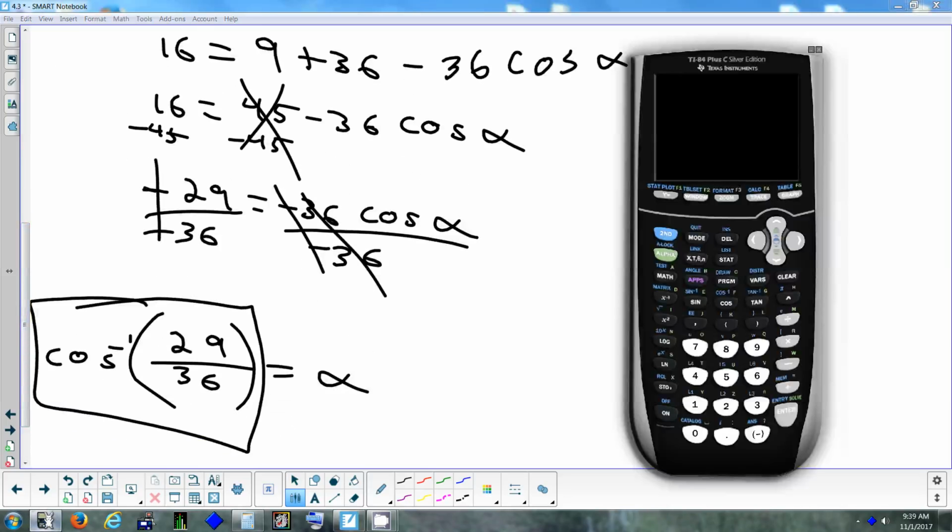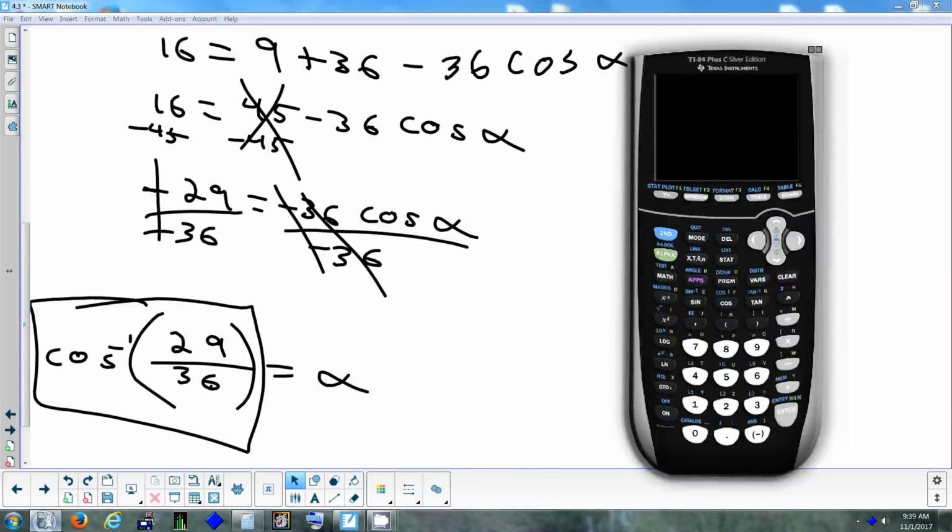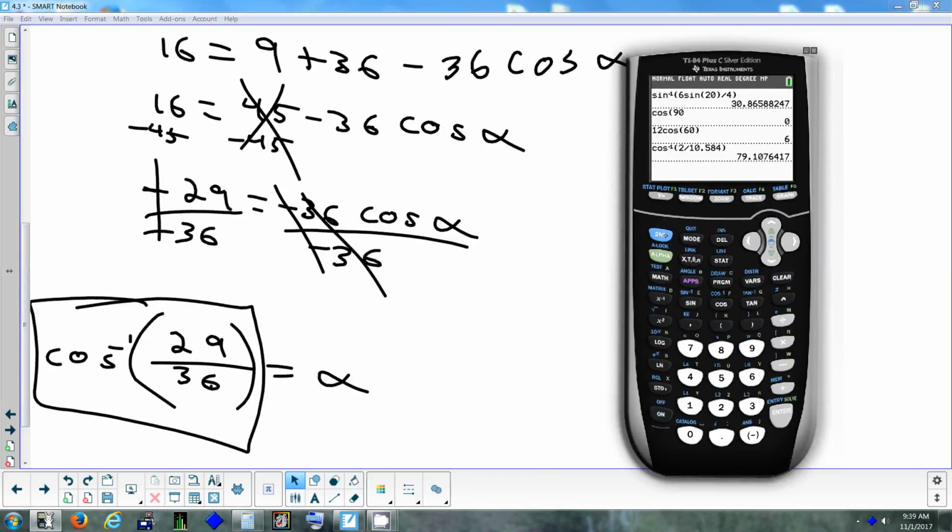Okay, let's see what happens. Whenever you do this kind of problem, just quickly check and make sure the number in the denominator is bigger. Because if the number in the numerator is bigger, don't even bother typing it in. It's going to give you an error. So something's wrong. The number in the denominator should always be bigger. All right, so we got second inverse cosine of 29 over 36. And there's our first angle, 36.336.